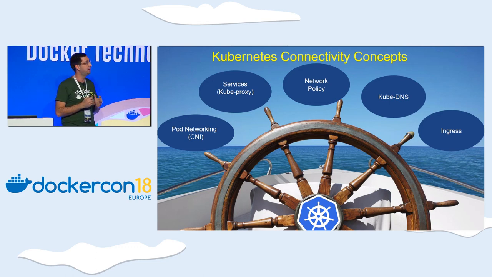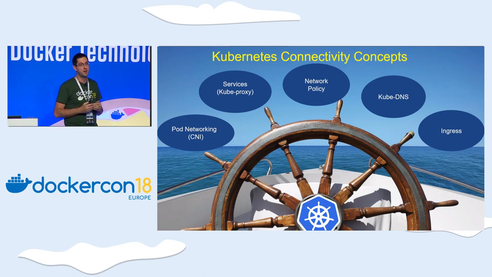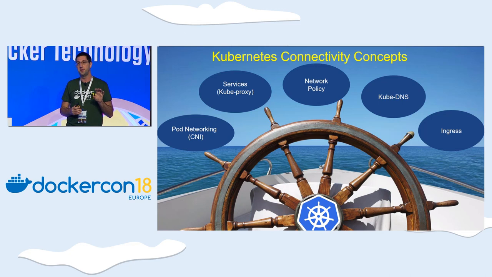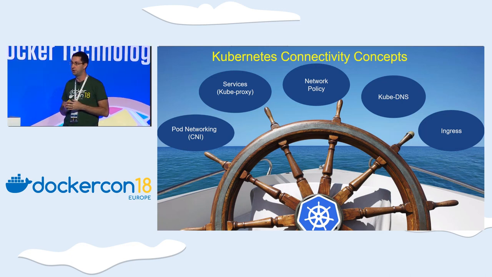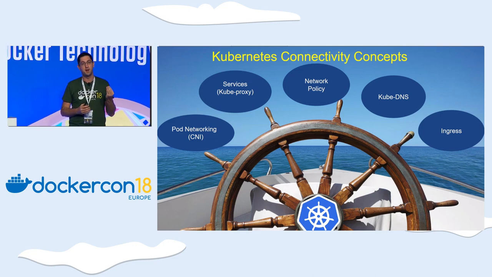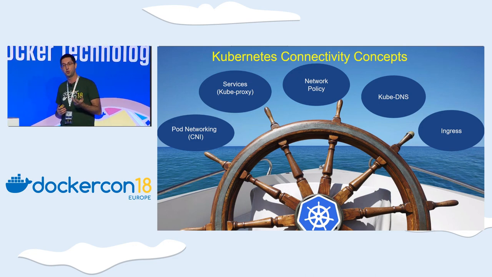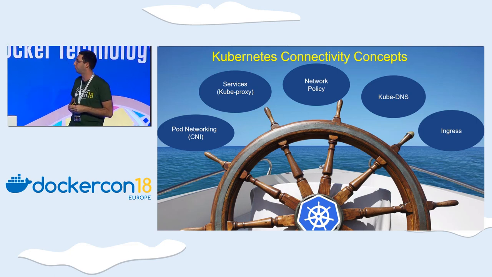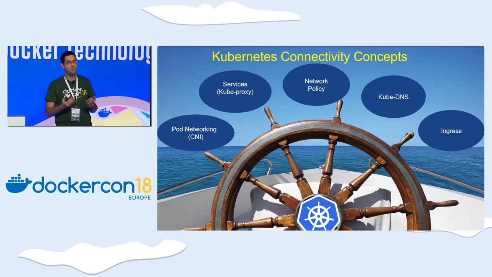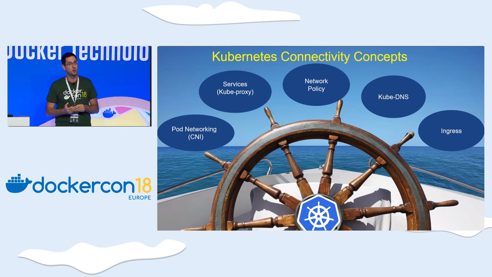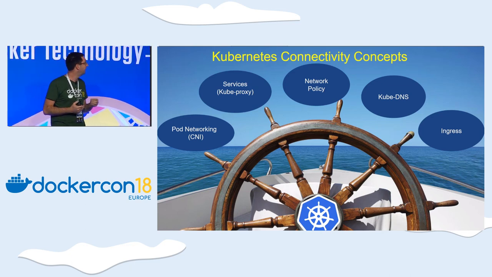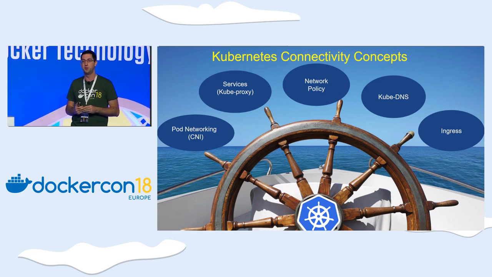The first one is pod networking. As you may know, in Kubernetes, the unit of deployment is a pod. A pod is a collection of containers that share the same IP address, and they share the same network connection to the other pods. To provide this, Kubernetes has decided to provide an abstraction called CNI, Container Network Interface. And this CNI is only an abstraction. It should be implemented by a network plugin.